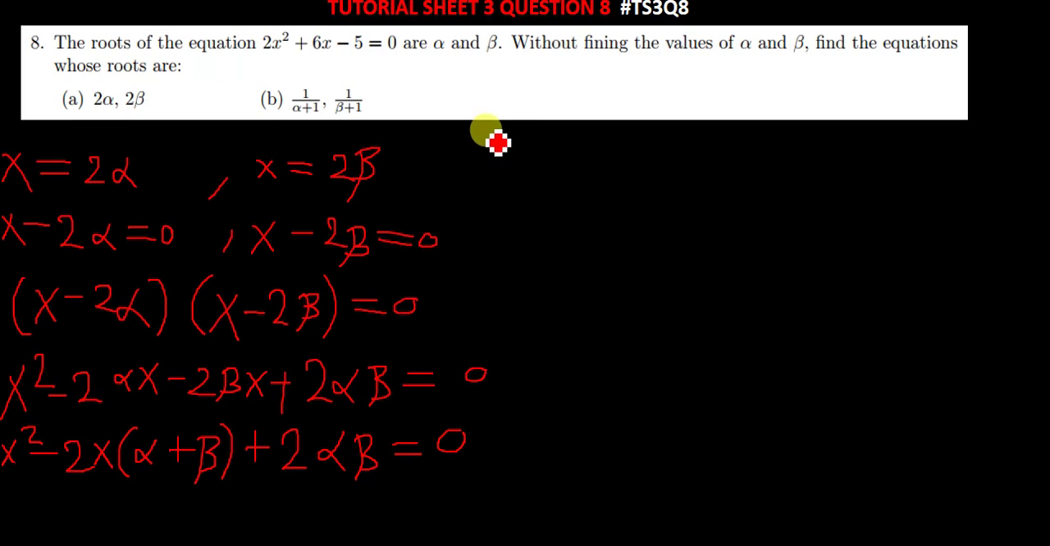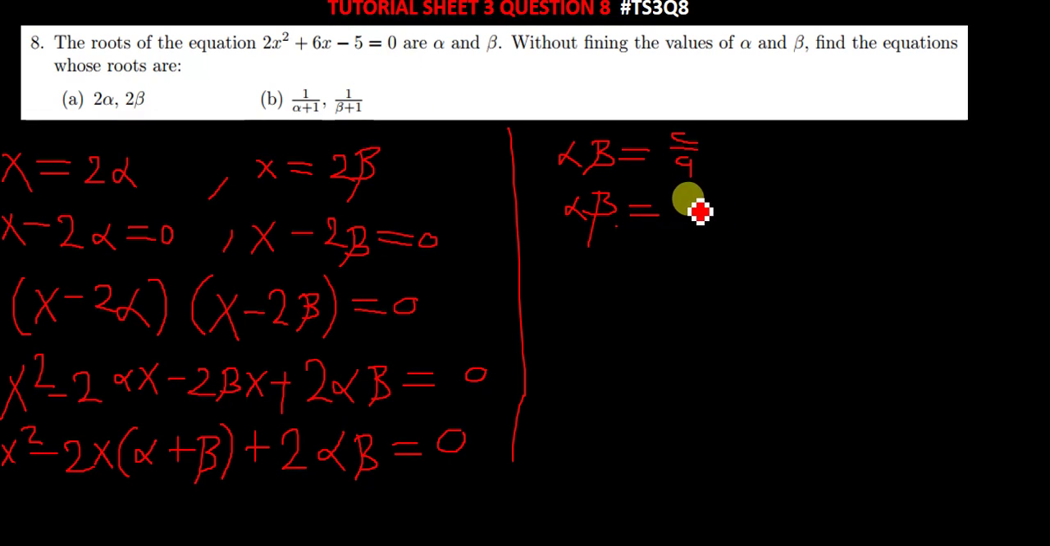So we need to find them. How do you find such? We know that alpha times beta is given by C over A. So meaning our alpha times beta will be nothing but equal to C over A. My C is negative 5, then my A is 2, and then we also find alpha plus beta. So this is also just equal to negative B over A.